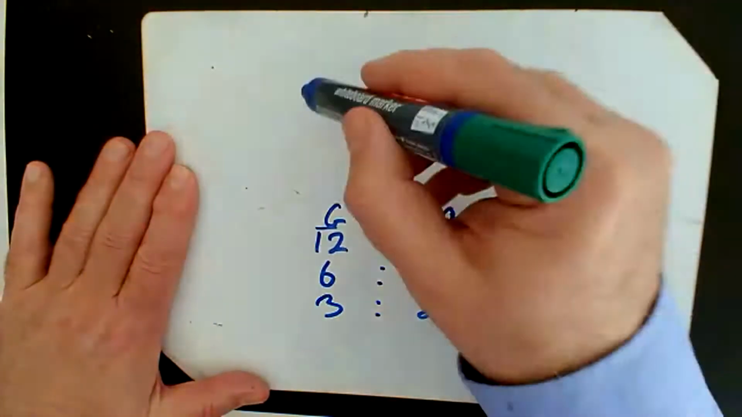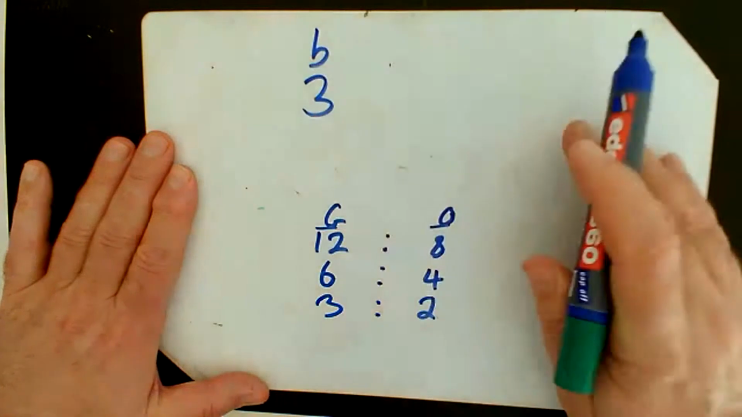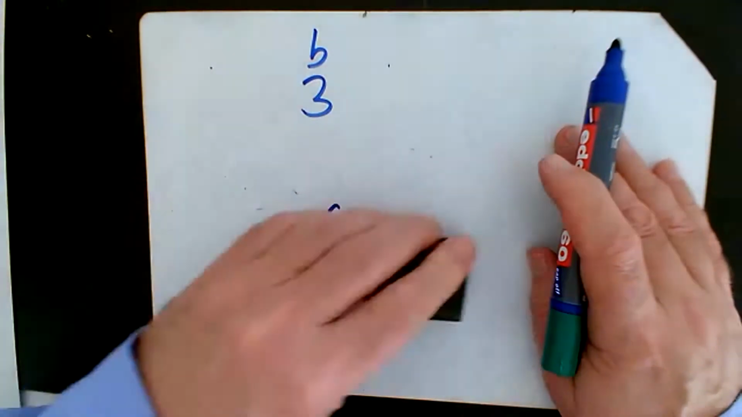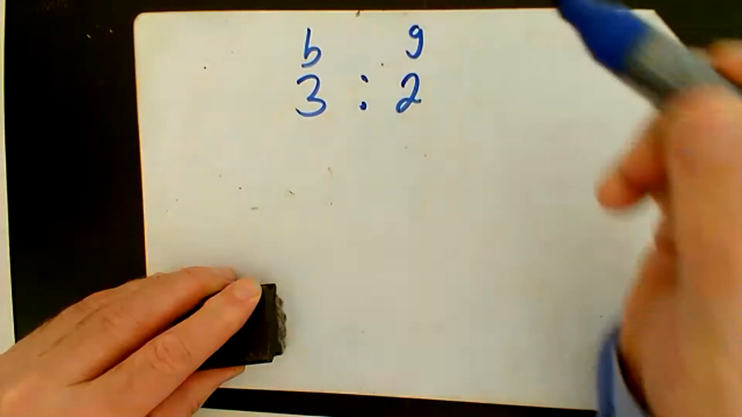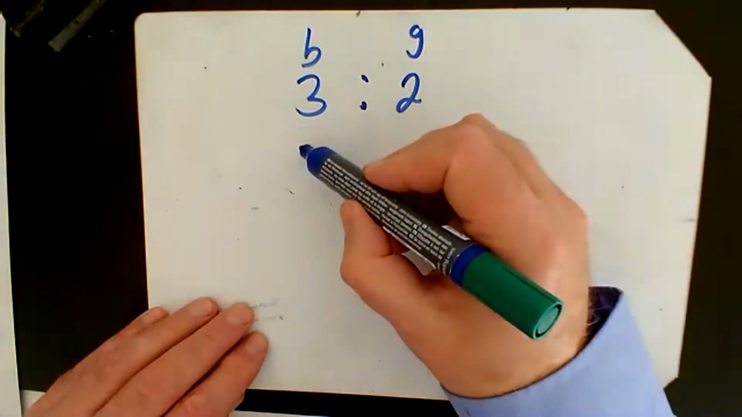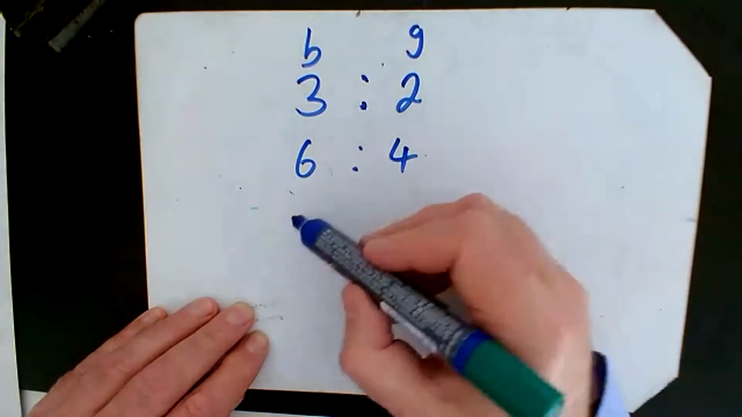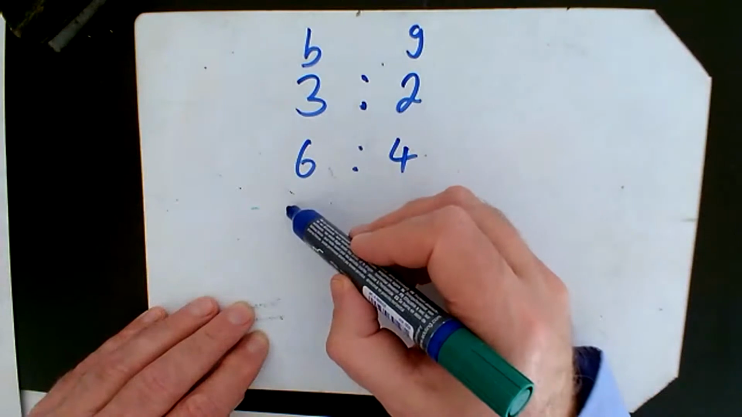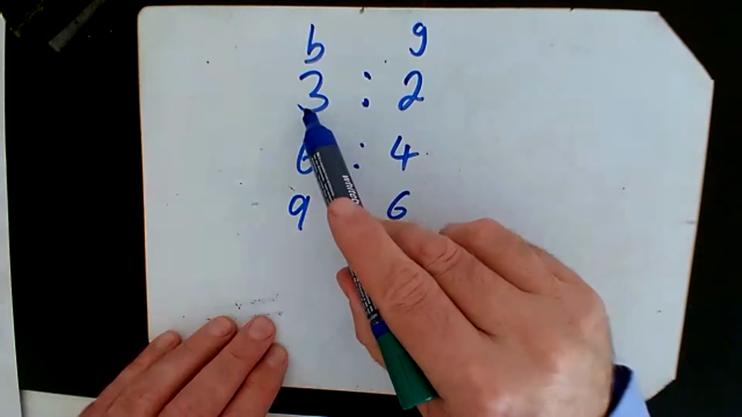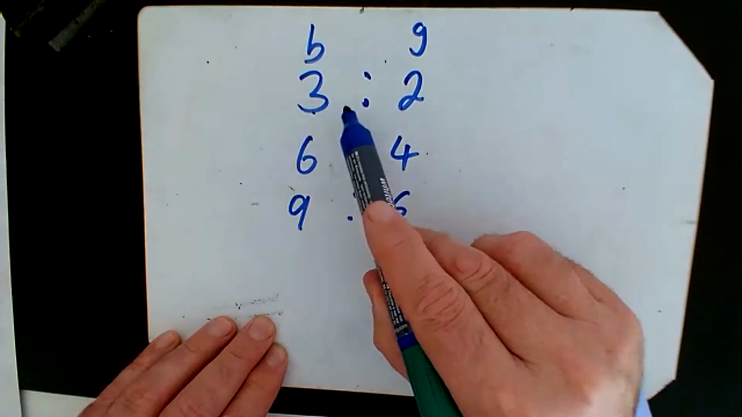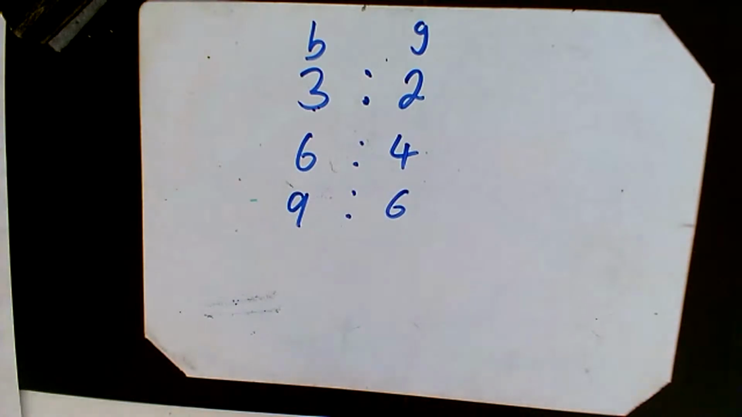So say, for example, the ratio in a classroom could be there are 3 boys for every 2 girls. Okay, so that meant if there were 6 boys in the classroom, there would be 4 girls. If there were 9 boys in the classroom, there would be 6 girls. So the simplest ratio is 3 boys for every 2 girls. Okay, 3 boys for every 2 girls, and that is the ratio.